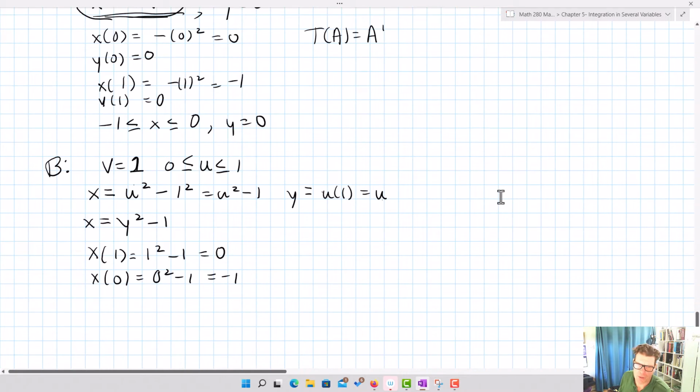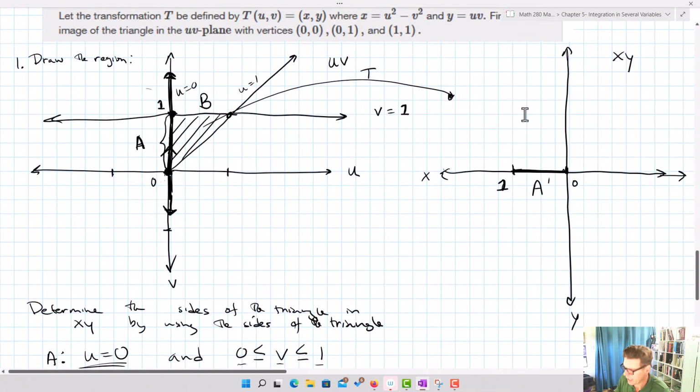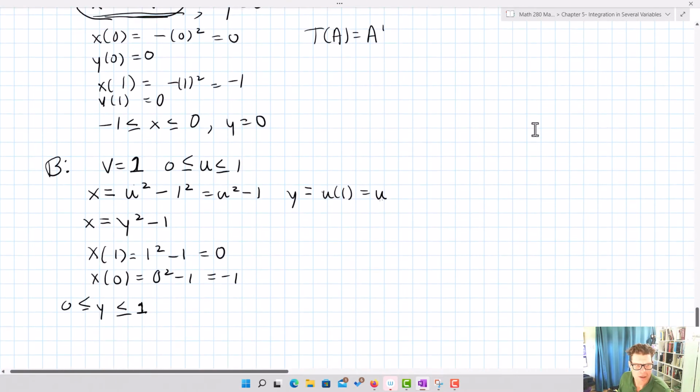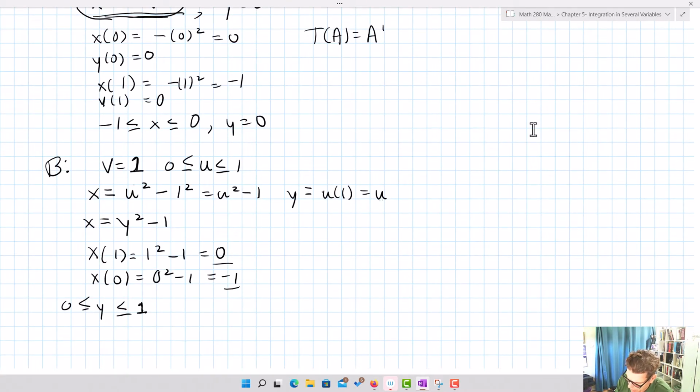So we can figure out what our y's are if we wanted to. Y is going to be greater than or equal to 0 and less than or equal to 1. So we're going to be in this region again, because x is going to go from negative 1 to 0, and our y's are going to go from 0 to 1. That's just from plugging the value of u into our equations.